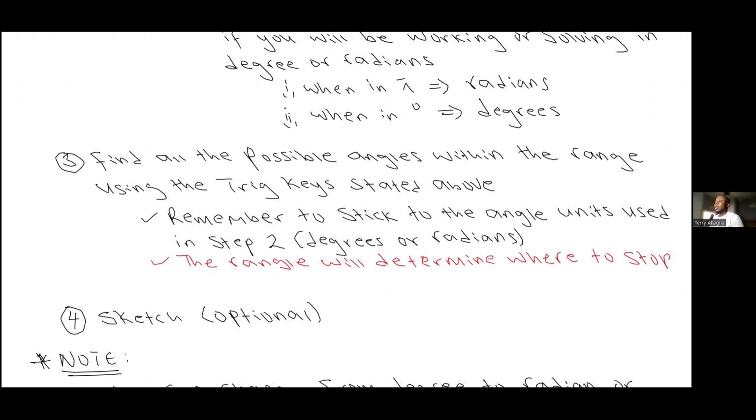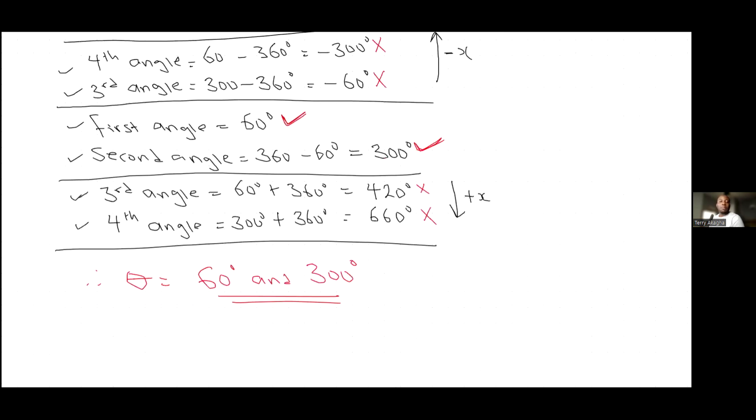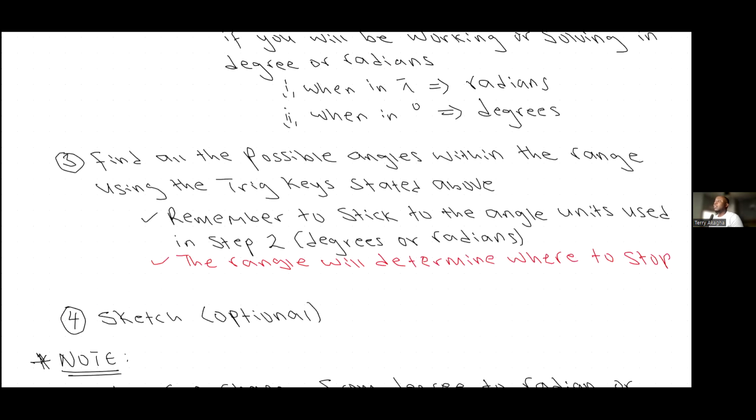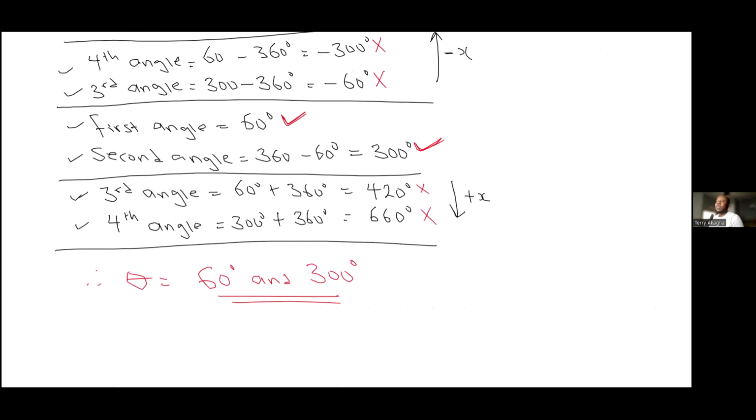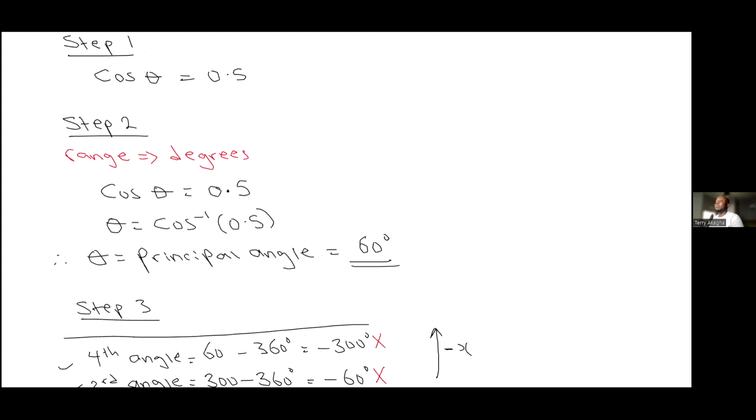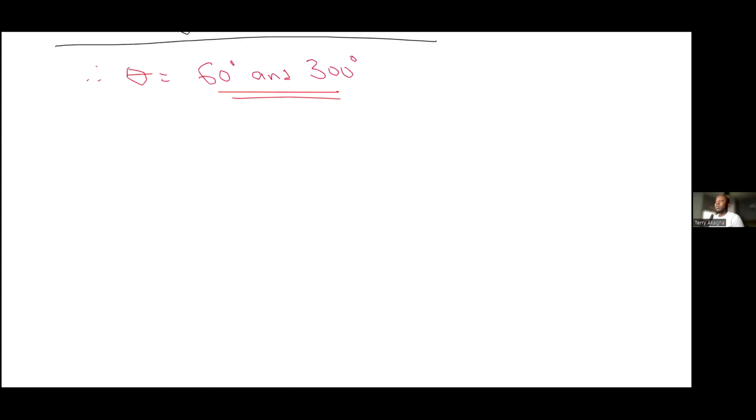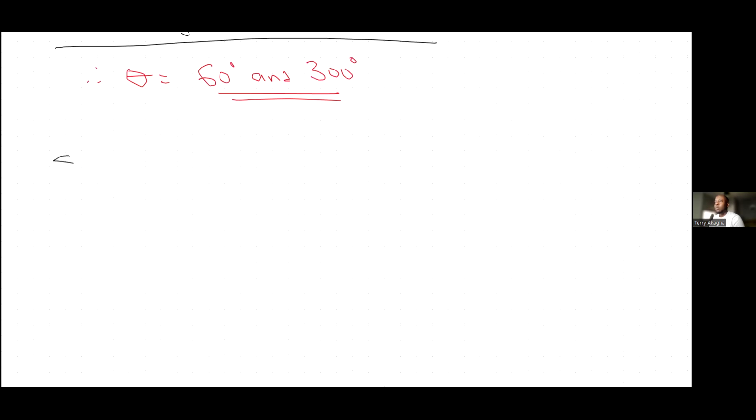So now we're done with that. But step 4 said that you can be asked to sketch. So in this example, I'm going to try to sketch. We have cos theta is equal to 0.5. Usually what I do is I will just try and sketch the graph so that it will be easy. So this is step 4, so let me write it down. Step 4, let's sketch this graph.